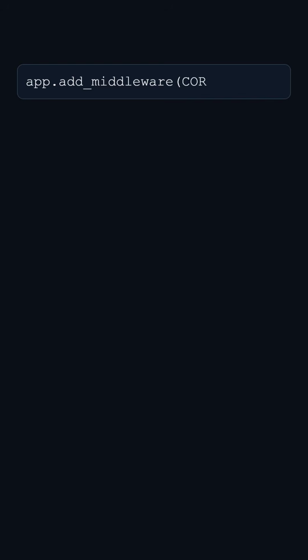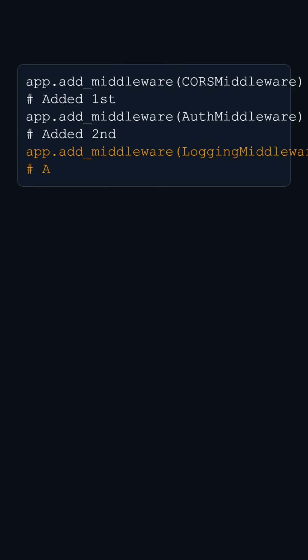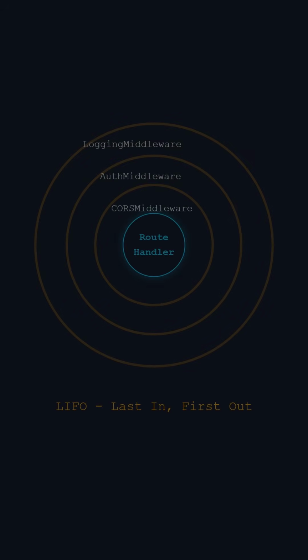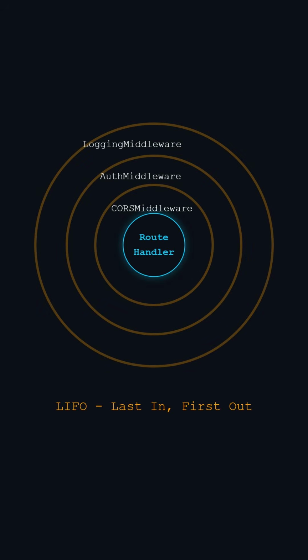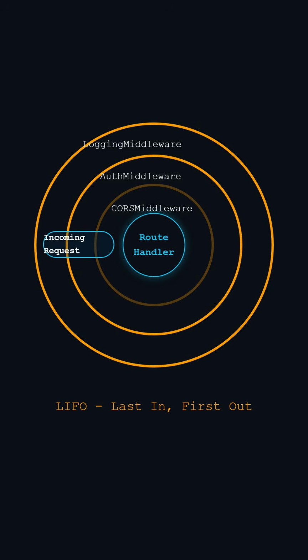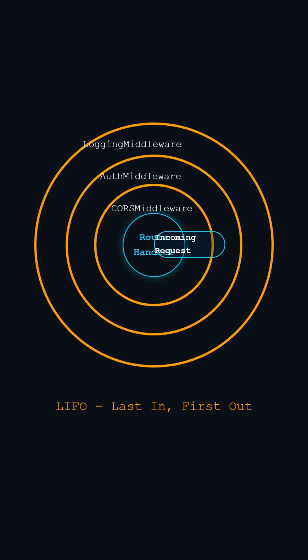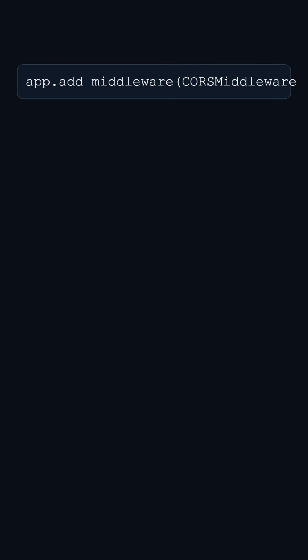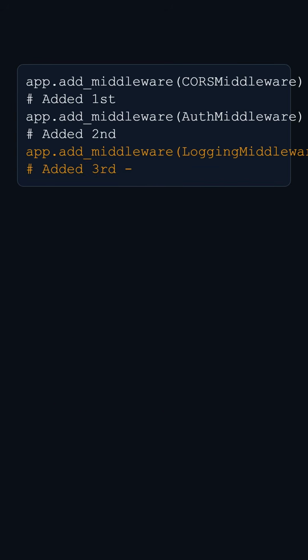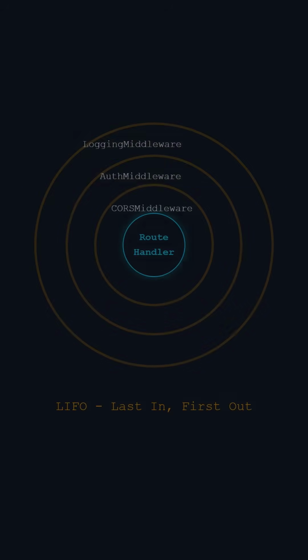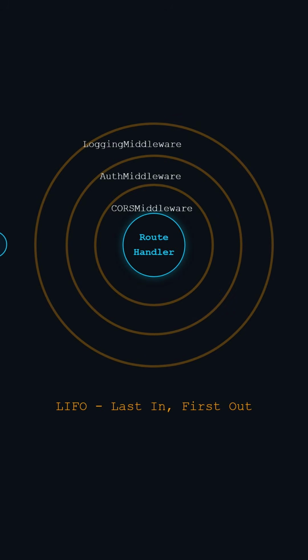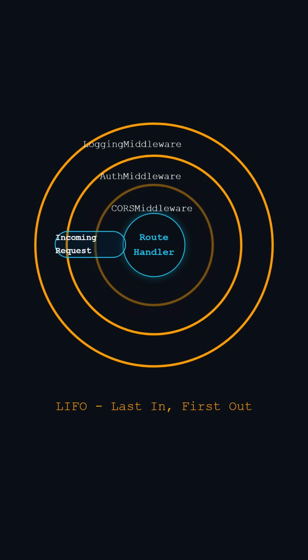Here is how your FastAPI app actually works. Let me make it clear for you. Middleware is a stack. When you add middleware with add_middleware, it wraps around everything that came before it. So if you register CORS as the first middleware, then auth, then logging, here is what happens when a request enters. Logging runs first, then auth, then CORS, then your actual route handler. That's the opposite order of how you registered them.